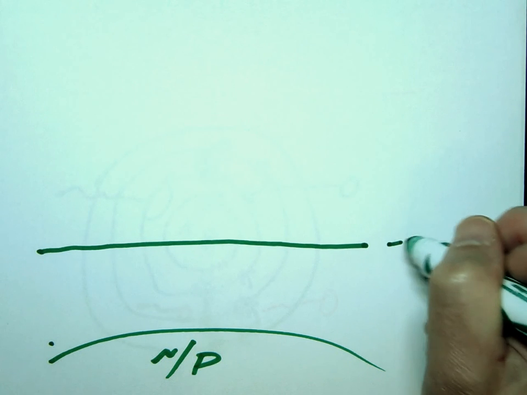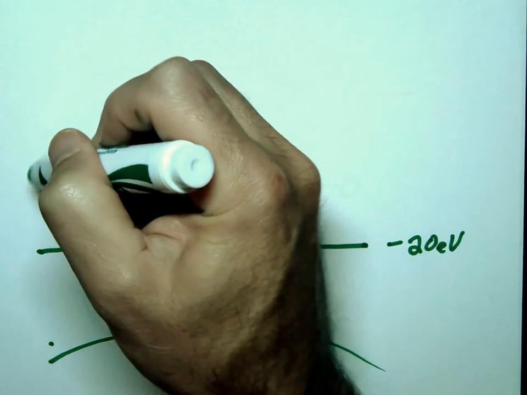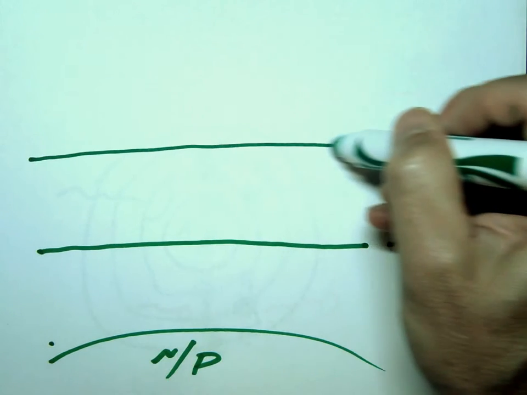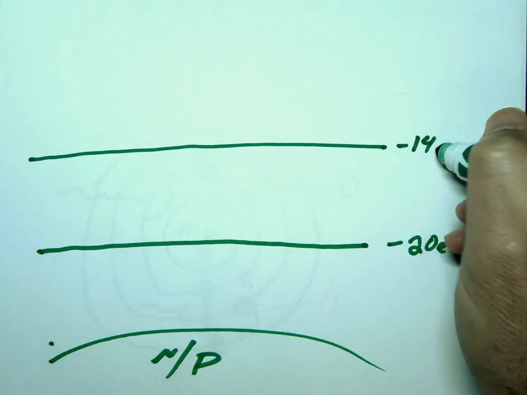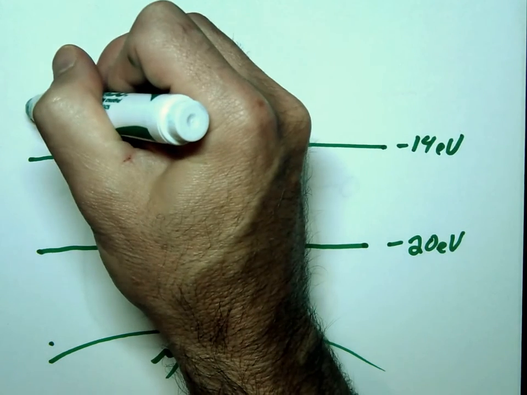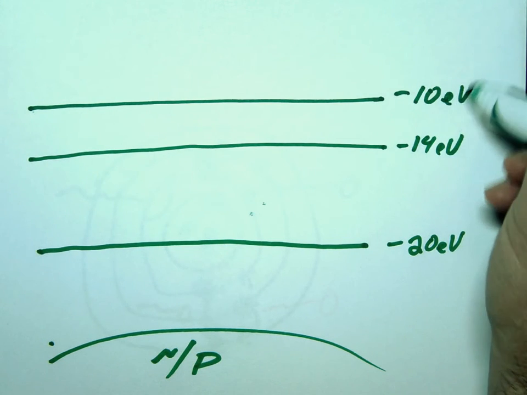Let's say this is negative 20 electron volts. And we'll talk about the negative in a second. Let's say this is negative 14. And let's say this is negative 10. So we'll just draw 3 levels here.